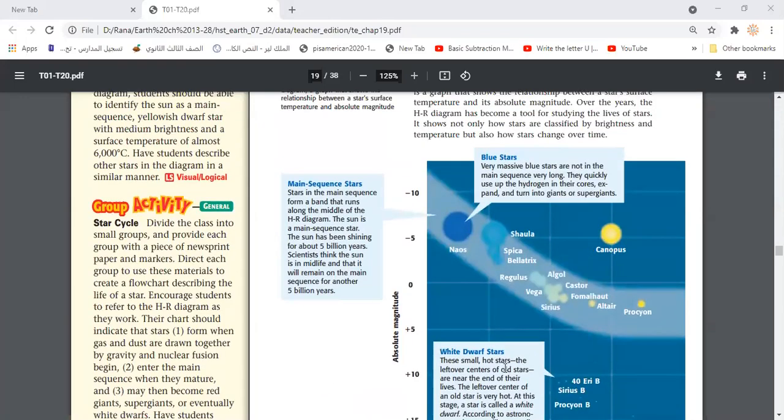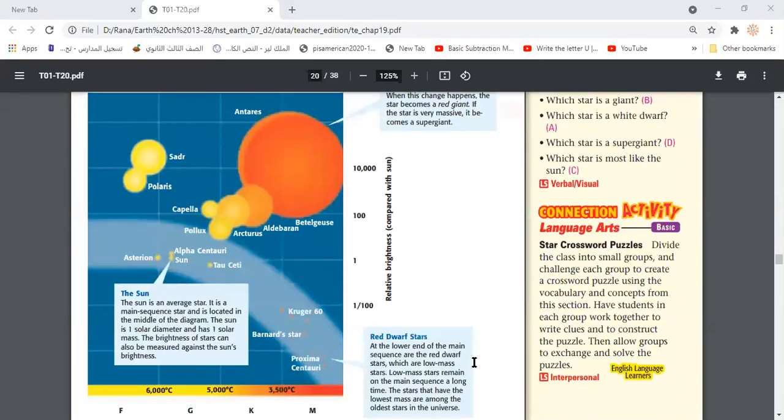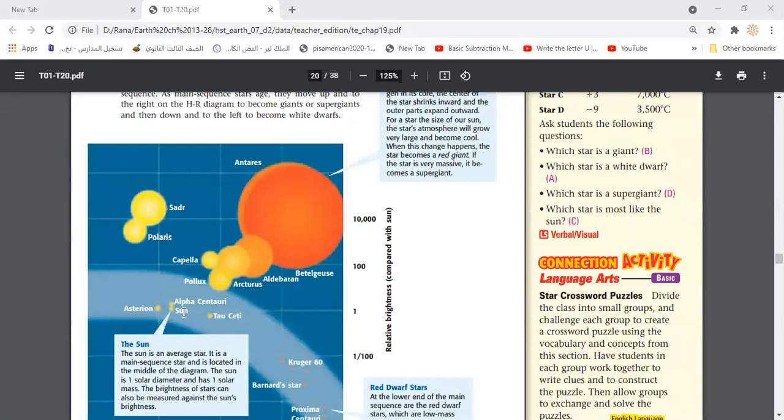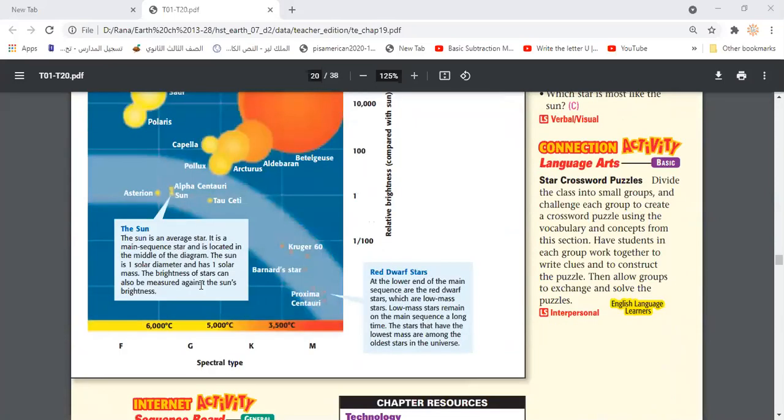So here you could find that our sun, for example, that's our sun. The sun is considered to be in the main sequence stage. The sun is an average star, its size is considered average, and it is found in the main sequence stage. So it's still able to make the nuclear fusion reaction and radiate these different radiations.